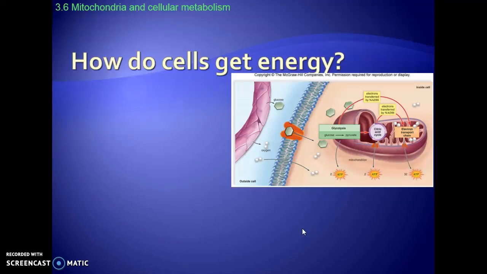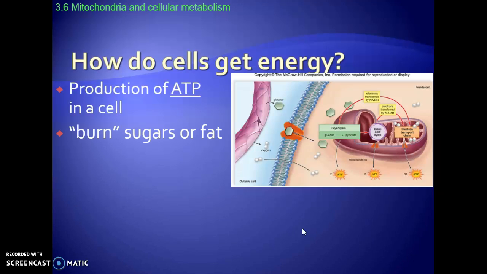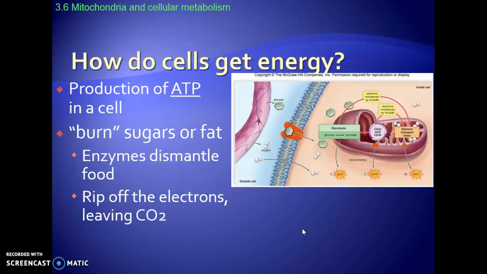So how do cells actually get energy? Our cells need a constant source of energy to fuel the many reactions that are necessary every second of every hour, every day of our life. So cells are going to produce ATP, adenosine triphosphate, or they're going to burn sugars or fats, and both of these processes utilize enzymes to dismantle food, to break it down. They take off the electrons, leaving CO2.